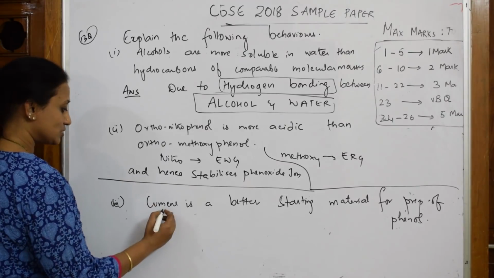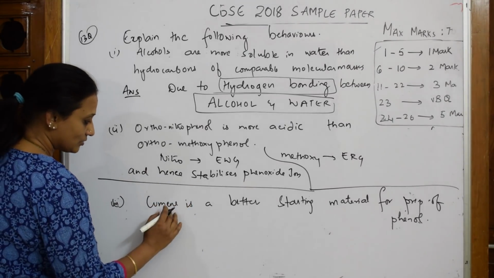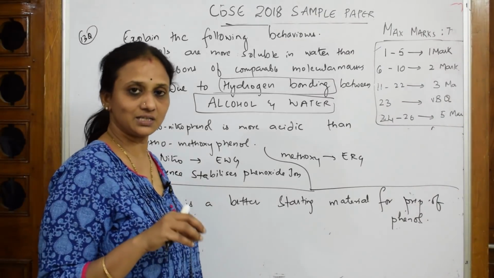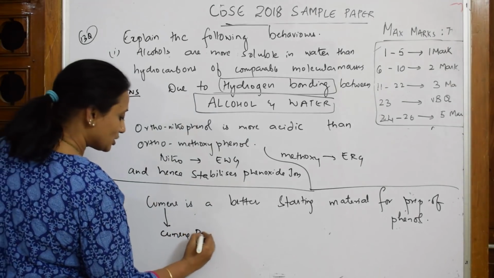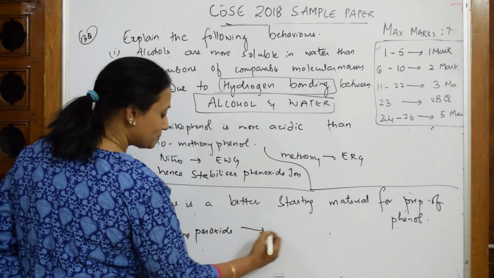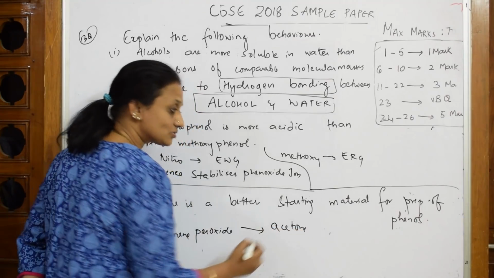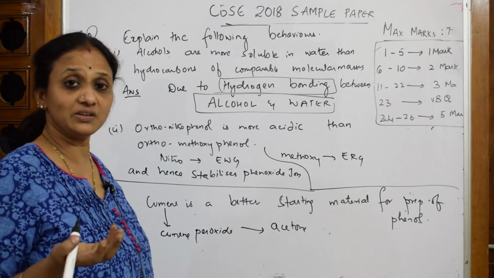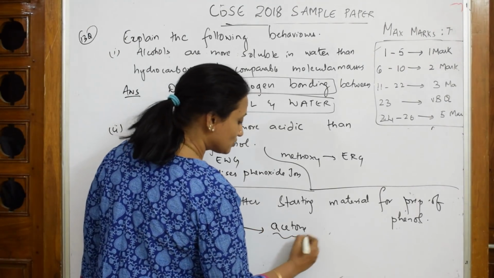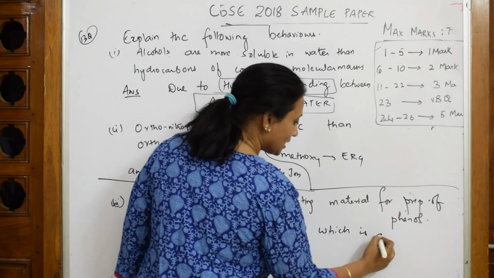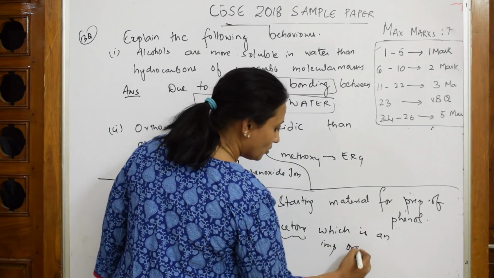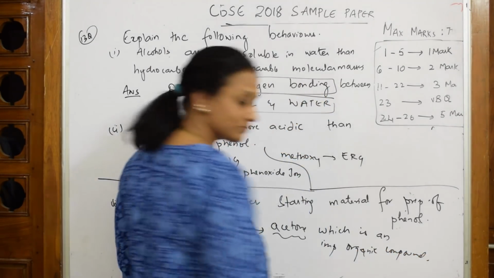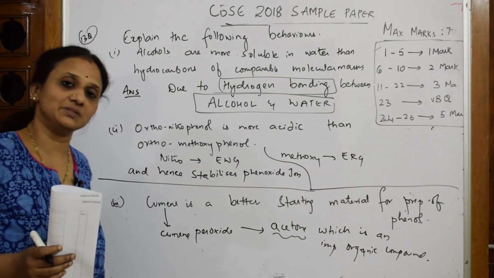So as soon as you see why cumene is a better starting material, you're going to write from cumene, it's going to form cumene peroxide. Even if you don't remember the reaction, not required. You can write that particular sentence, you'll get the mark. From cumene peroxide, this is going to form acetone. This acetone is a very important organic compound which is used as a starting material for many reactions. Because we are preparing acetone from this, we are calling cumene a better starting material.